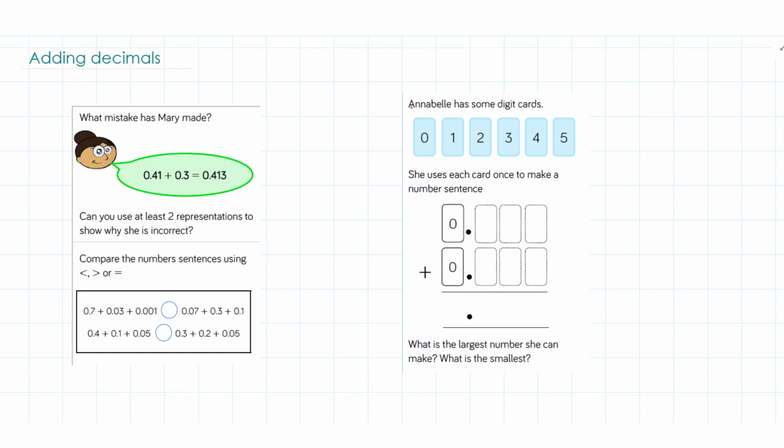And then here we've got a nice problem. Annabelle's got some digit cards. She uses each card once to make a number sentence. What's the largest number she can make? What is the smallest?